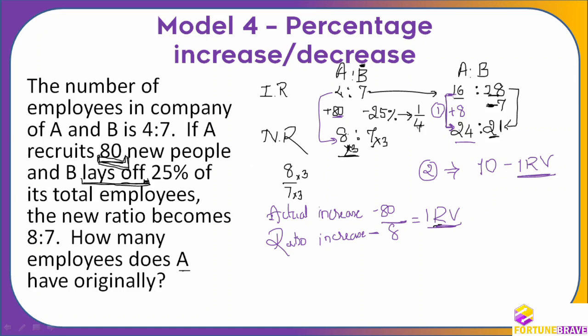Once I get one ratio value as 10, I'll be able to find out what I need to find out. How many employees did A have originally? So this is the original number. 16 is the original. Now we are not going to work with this, because this is not the ratio we are working with. We are working with this ratio. So 16 is the original number of the ratio. I got 1 ratio value as 10, so I have to multiply by 16. So I will get the original number of employees, that is 160. You will be able to find anything.